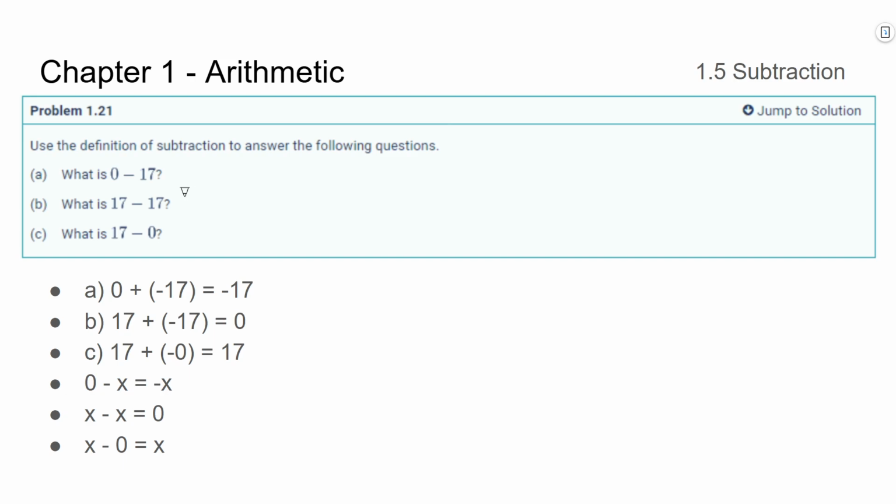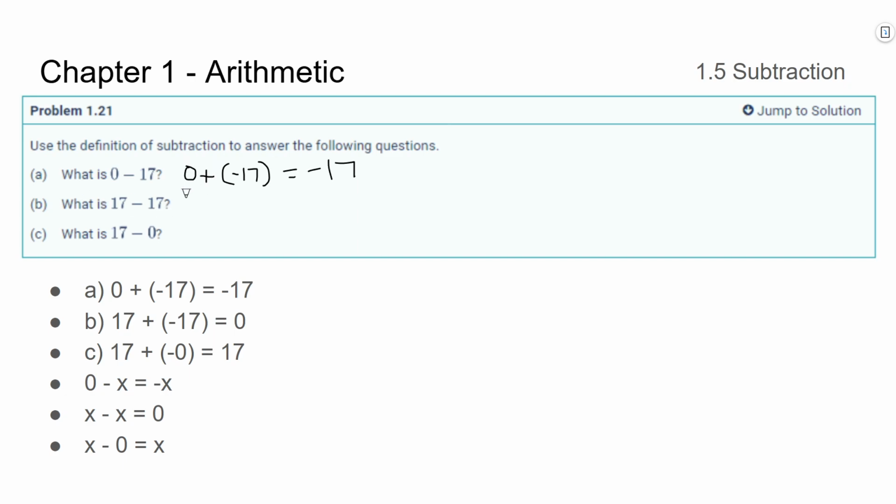All right, so for the first one, we're going to be converting the subtraction to addition. So we have 0. Now we convert the subtraction to addition, and what do we add? We add the negation of 17. So we add negative 17. And we know that if you add 0 to anything, you just get the same number back. So that's going to be negative 17, because adding 0 doesn't change the number.